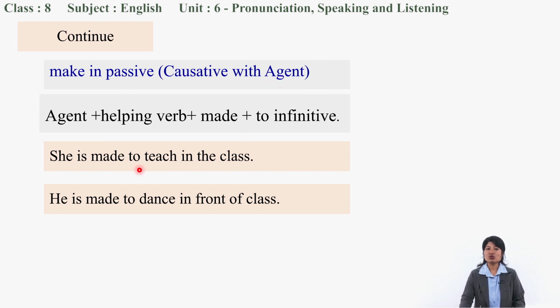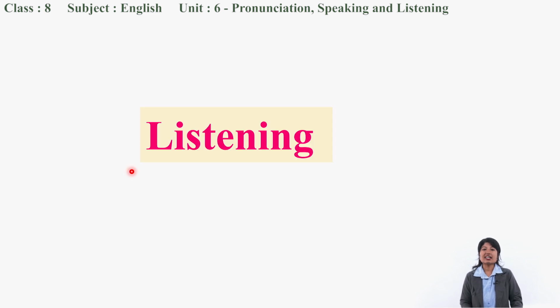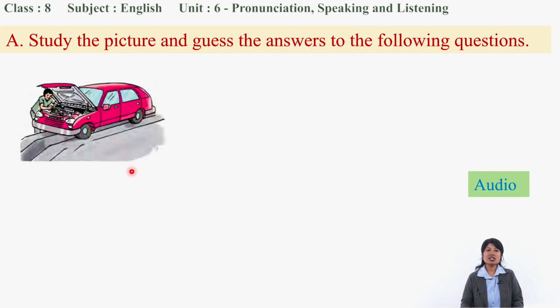We use to with make when it is in passive structure. That's all. All right, we have one more session today. What is that? That is listening. So here it goes.